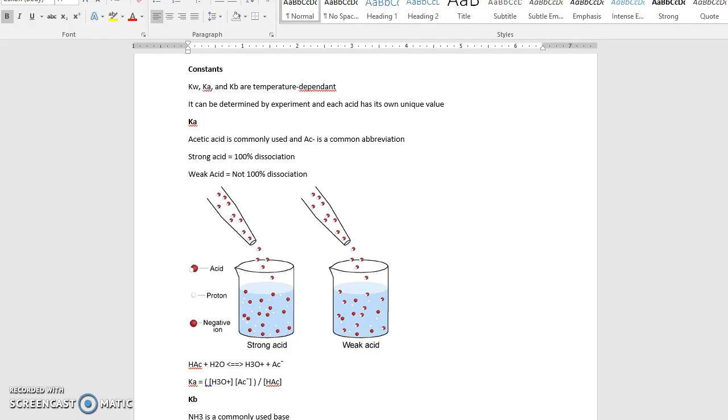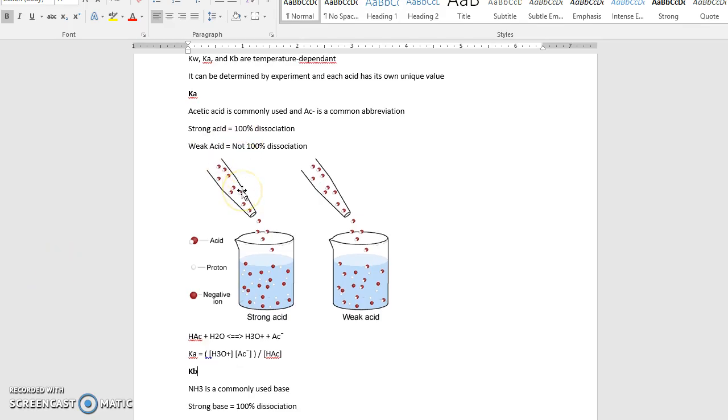Hey all, I'm reviewing acid-base chemistry with y'all today. We're going to start with the constants Kw, Ka, and Kb. They're all temperature dependent and they're determined by experiment, and each acid or base has its own unique value.